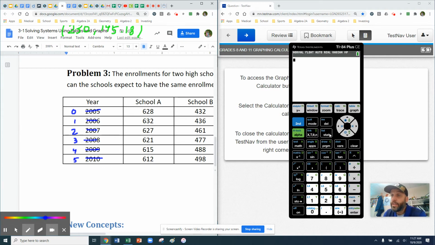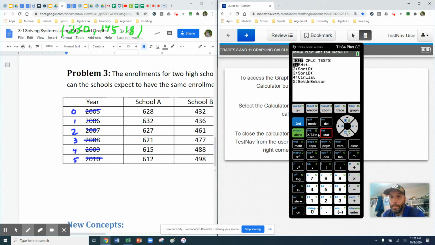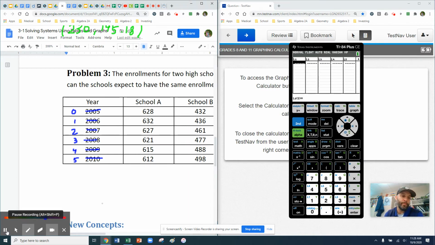Now in our calculator, we'll hit Stat, Edit, and we're ready to start entering our data. The years will go into L1, School A put into L2, School B put into L3. Once you have all your data in, your tables should look like this. Again, if it seems like I'm going too fast, just go ahead and pause it. This is not live TV.